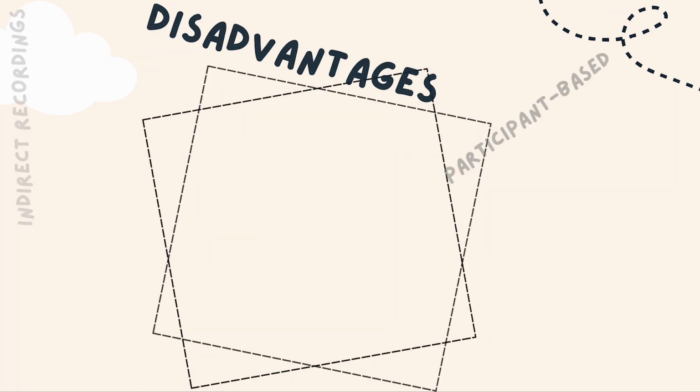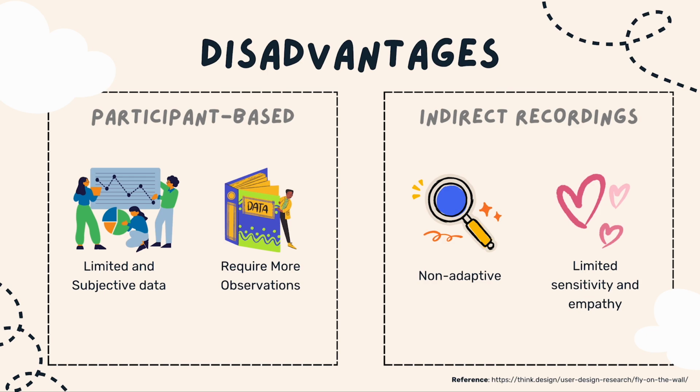The disadvantages of this method lie in the participant-based attribute as well, which leads to limited and subjective data collection. More observations should be conducted to provide more accurate and generalized findings. The indirect observations also cause limited sensitivity and empathy with participants during research. The lack of interference with the participants also restricts the observer from asking questions compared to other direct interaction methods.